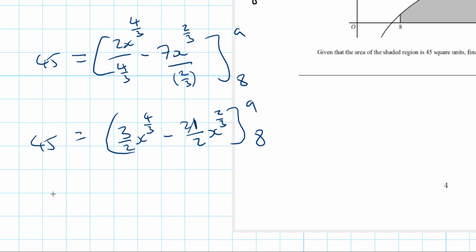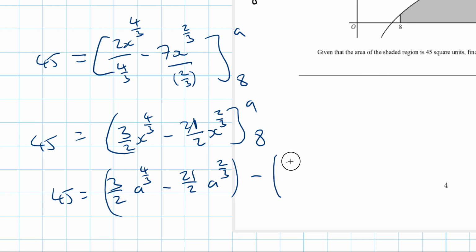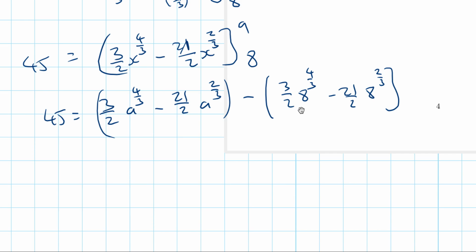So now we're going to substitute in our values, so we're going to get 45 is equal to 3 over 2 a^(4/3) minus 21 over 2 a^(2/3), and then we're going to subtract 3 over 2 8^(4/3) minus 21 over 2 8^(2/3). First things first, we're going to get rid of all this one here, because it looks difficult, but it's just a number in the end, so we can define that and move it over to the left hand side. So first of all, plug this into your calculator.